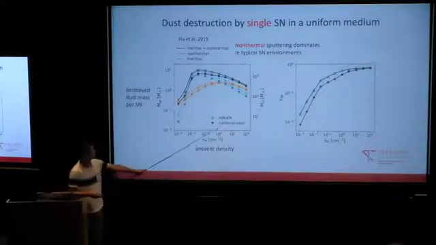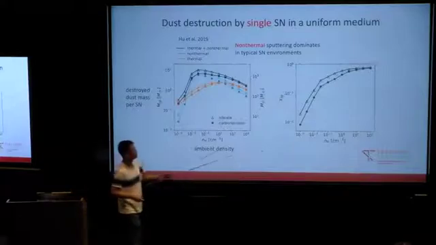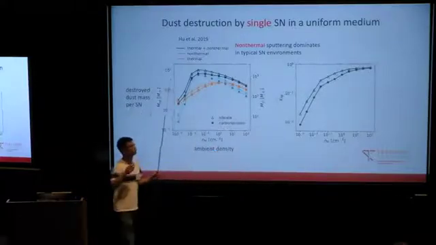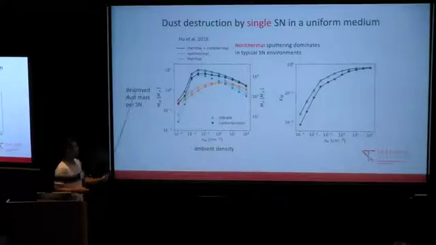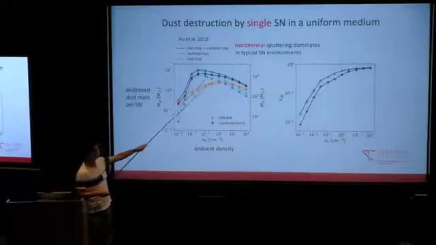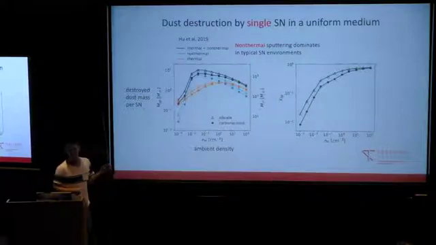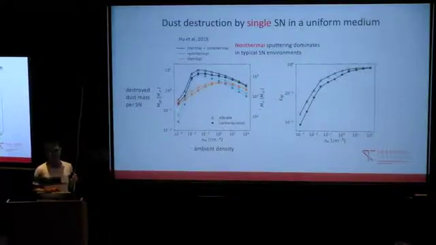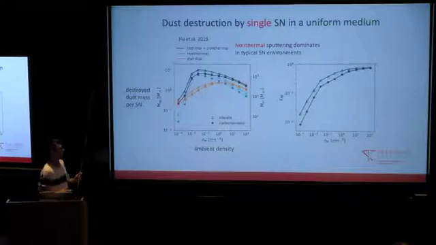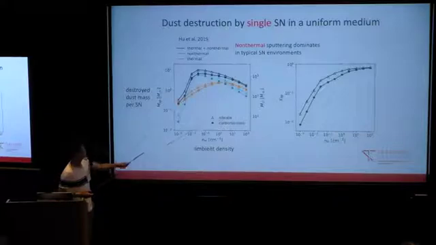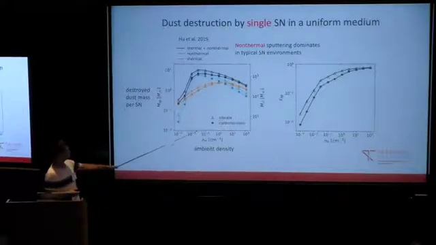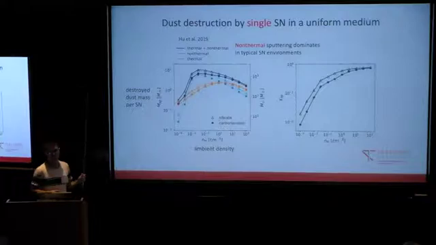But if you go to higher densities, even though you can see here that the efficiency keeps increasing as you go to higher densities, the total amount of dust still goes down. This is because at high densities, you also have more cooling, which means that your supernova bubbles will be stalled at a much earlier time. So this competition gives you a sweet spot for dust destruction, which is actually a typical environment for supernova explosions, at least in a Milky Way-like galaxy.